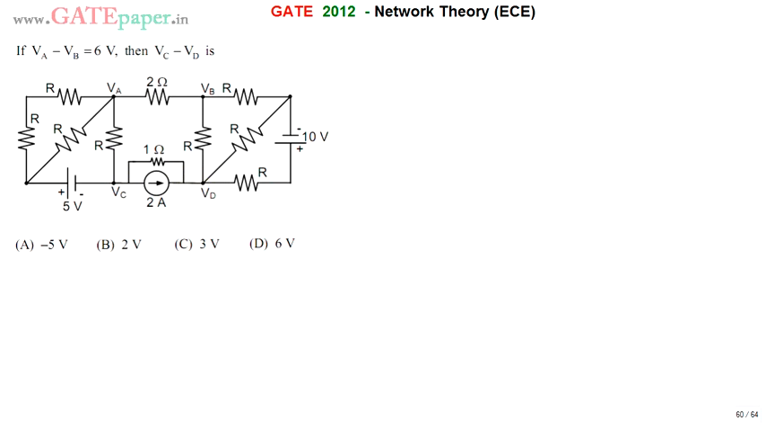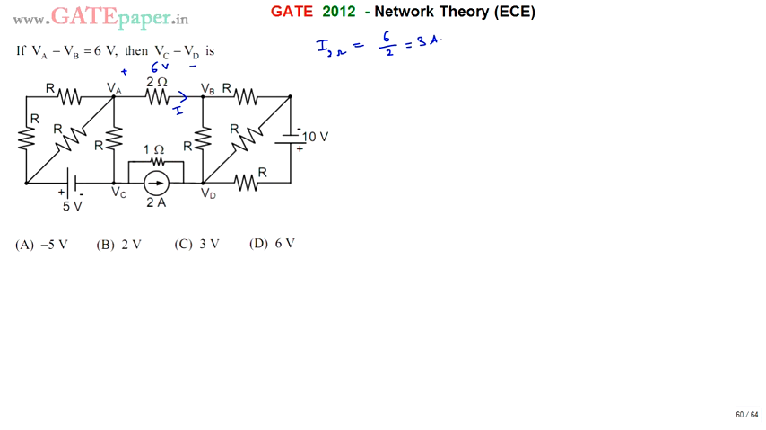So look at the circuit diagram. It looks difficult, but it is a very easy question. Since we know the voltage drop across VA and VB is 6 volts, we can calculate the current flowing through this 2 ohms, because we know the voltage and we know the resistance. So I flowing through the 2 ohm resistor is equal to 6 by 2 ohms, which is nothing but 3 amperes.